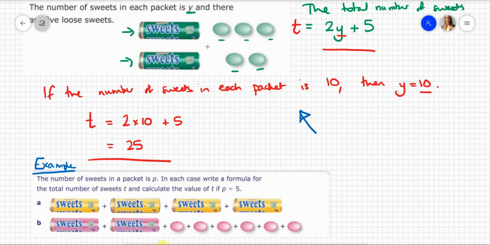One thing to be careful of is that they are using different variables to what we used in the first example. So in the first example I used T for the total number of sweets, and I used Y for the number of sweets in a packet because that's what the question said. However, in this one it's still using T for the total, but it's using P for the number of sweets in the packet.